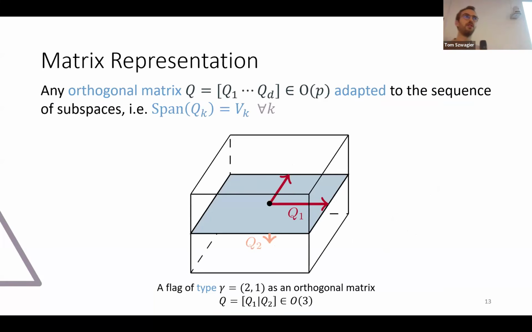The issue is that you have several possible choices of orthonormal basis for each subspace. Instead of this Q2 vertical, you could have taken the opposite one. You could have taken any rotation of Q1 within the subspace it spans.